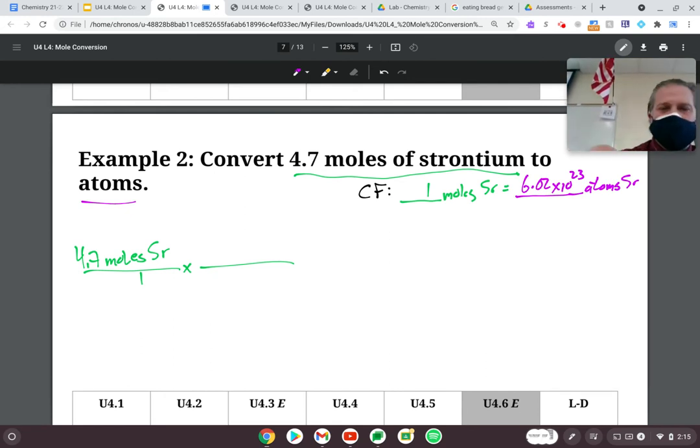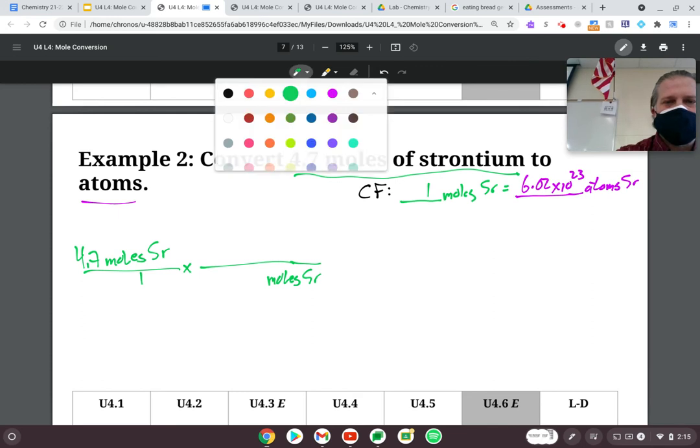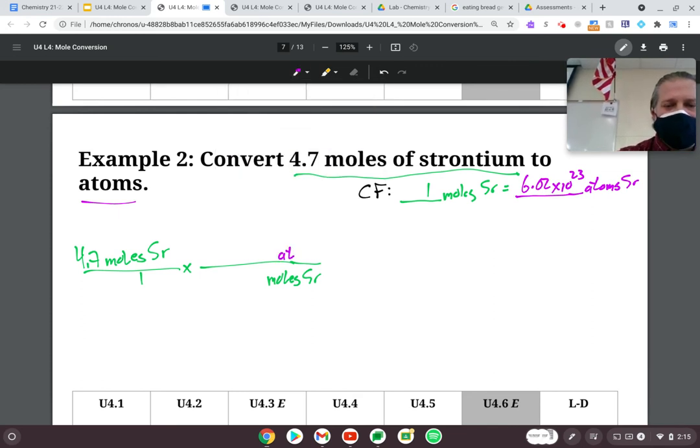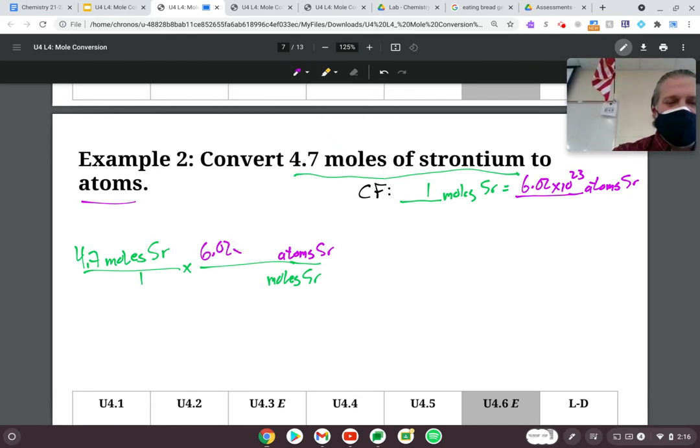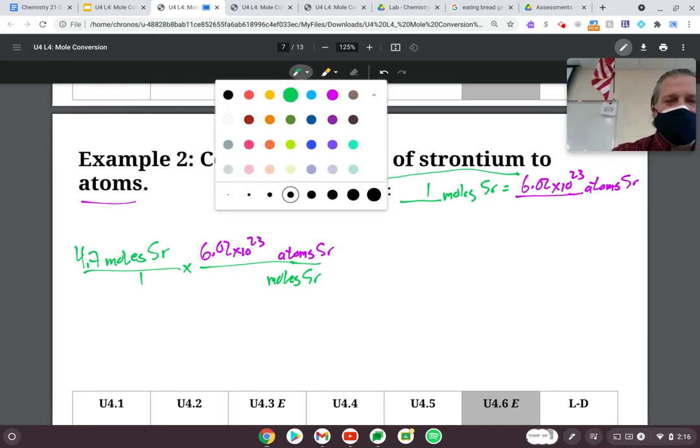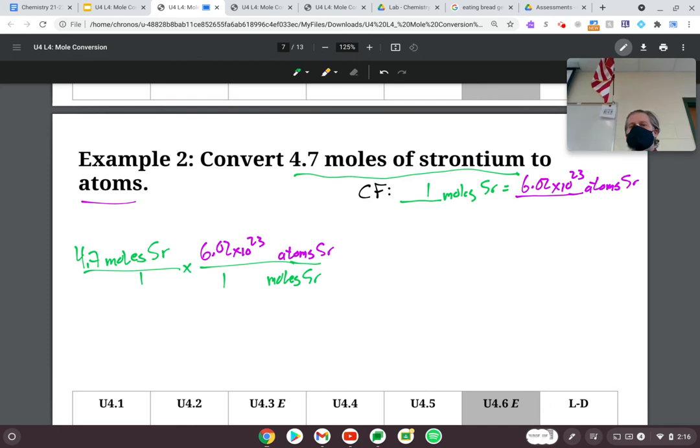So now I'm going to set my problem up so my units cancel out. So I'm going to have moles of strontium on the bottom and atoms of strontium on the top, which I realize I should spread that out a little bit. Okay. And then I'm going to fill in the values. So 6.02 times 10 to the 23rd atoms of strontium is equal to 1 mole of strontium. And now we're just going to calculate.